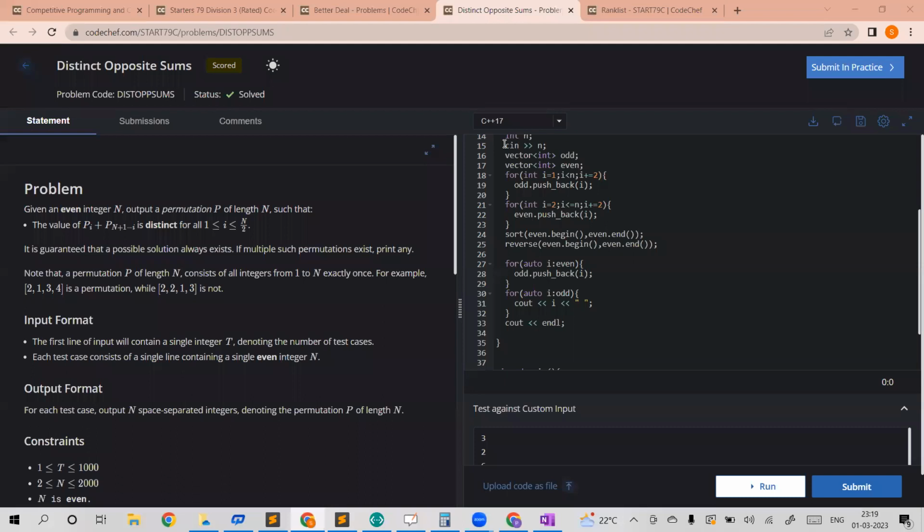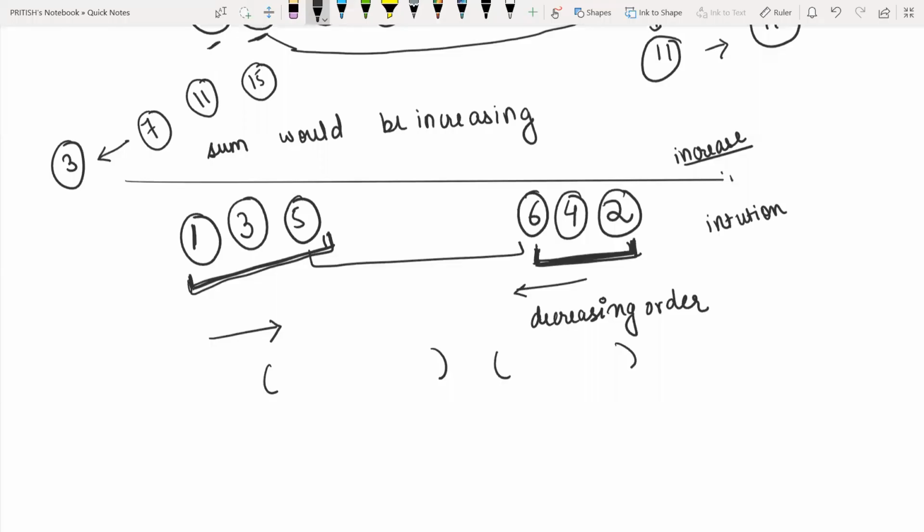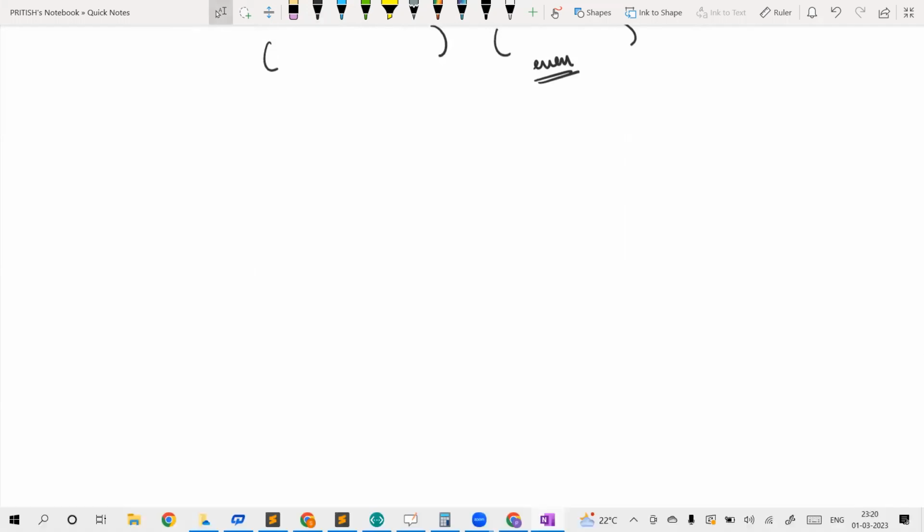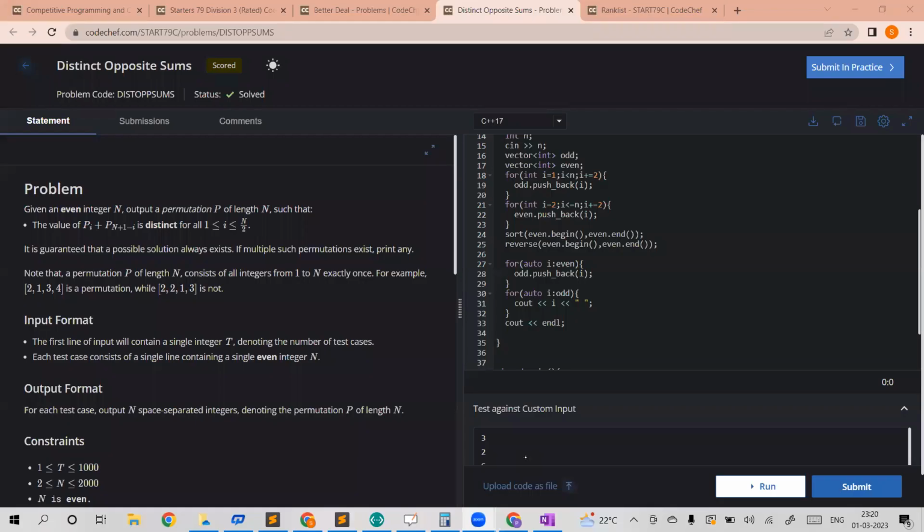So you can just sort all of them, though no need of sorting, and you can just reverse all of them. And I have basically merged it, no need of merging them. And you can print the way as I have said. Just print them in increasing order, all the odd in increasing order and even in decreasing order. I hope you understand. Just write a yes so that I can be assured that you all are understanding.